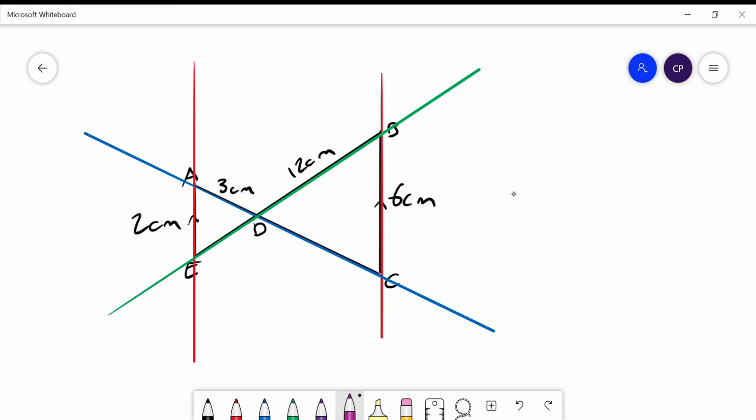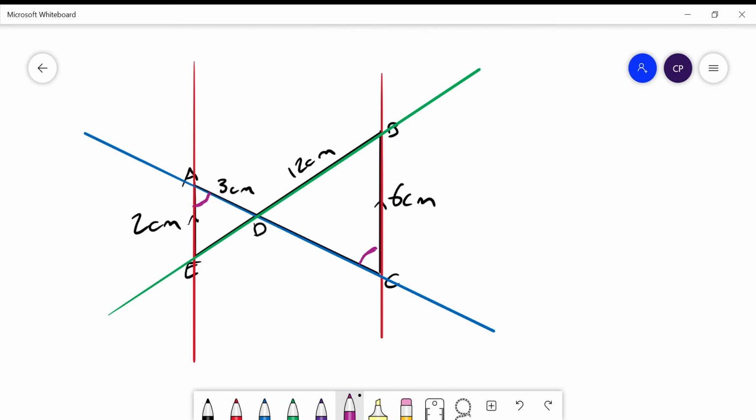So if I highlight the angle at A, the red lines are parallel, and if we follow the blue line that crosses the parallel lines, we can use the alternate angle rule. So alternate angles are equal. So the angle there will be the same as the alternate angle here. So that's important to notice.